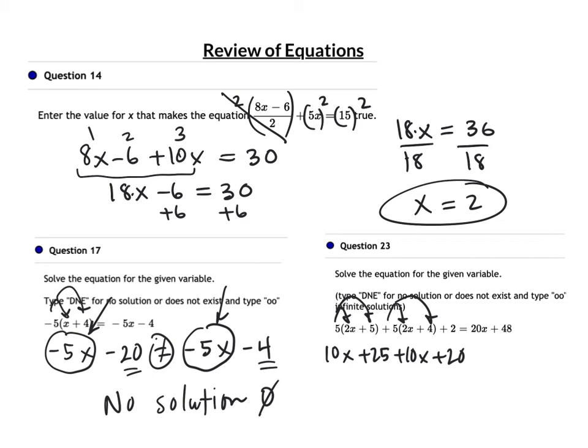And then we have a plus 2, and we're going to combine like terms. 10x and 10x make 20x. What did I do here? Oh, that was right. 20x plus 25, 20, and 2 make 47.